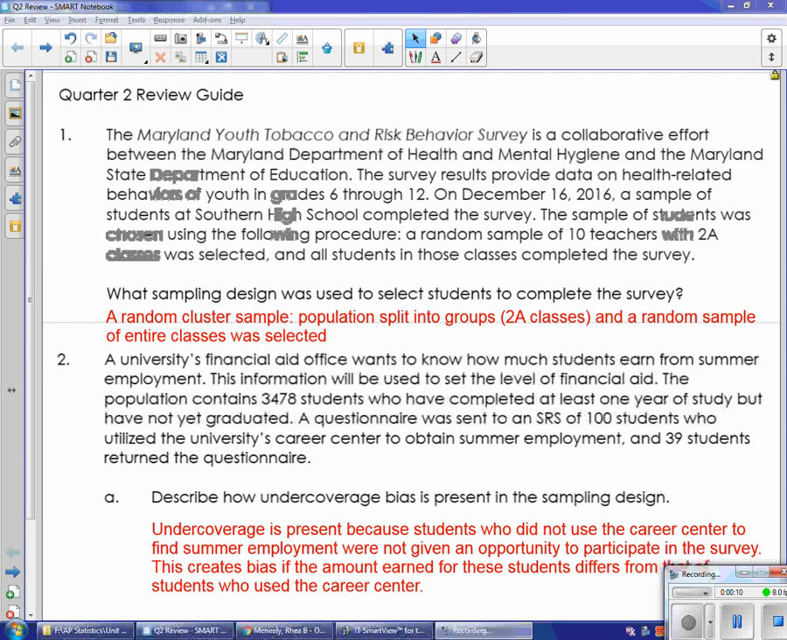The assessment is going to cover everything from Units 2 and 3, so that would be everything we did with sampling and experimentation in addition to everything we did with probability and random variables. So I think it covers chapters 4 through 6 in the textbook.